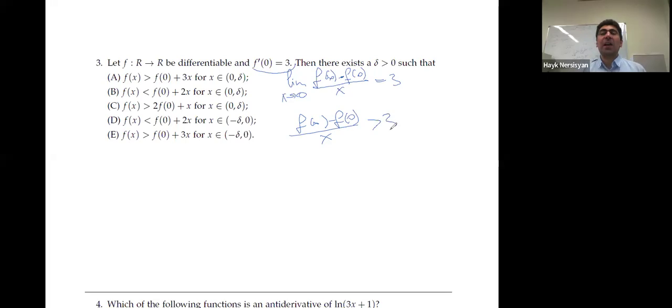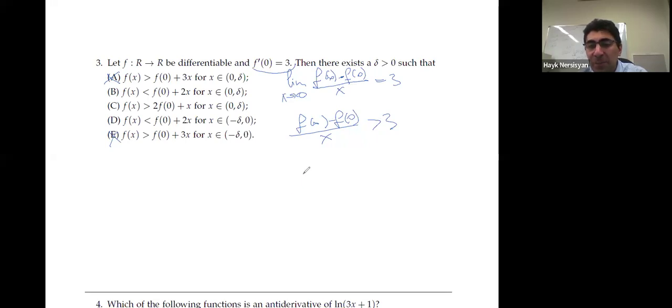Can we say that f of x minus f of 0 over x, which tends to 3, is greater than 3? No, we don't know this, because maybe f of x minus f of 0 divided by x tends to 3 from below, being smaller than 3. Maybe it tends to 3 from the left side, not from the right side. So A is wrong, and similarly, E is wrong.